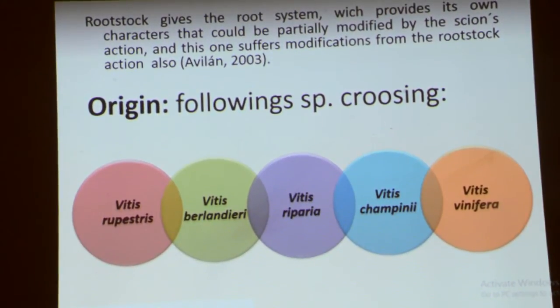So most of the rootstocks we use these days in the whole world are coming from the crossing or breeding from the following species: Vitis rupestris, Vitis berlandieri, Vitis riparia, Vitis champinii. And a few rootstocks also come from the combination, or crossing, of these species with Vitis vinifera.